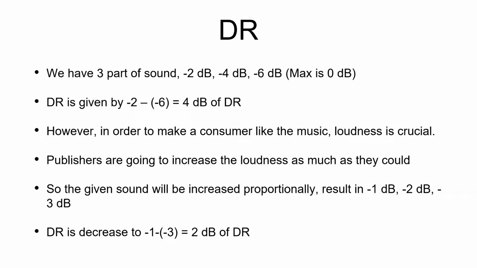The DR is given by the highest dB minus the lowest dB, which is negative 2 minus negative 6, resulting in 4 dB of dynamic range. However, in order to make consumers love the music, loudness is crucial for today's music. Publishers of music are going to increase the loudness as much as they could, so the given sound of the music will be increased proportionally, resulting in minus 1 dB, minus 2 dB, and minus 3 dB.